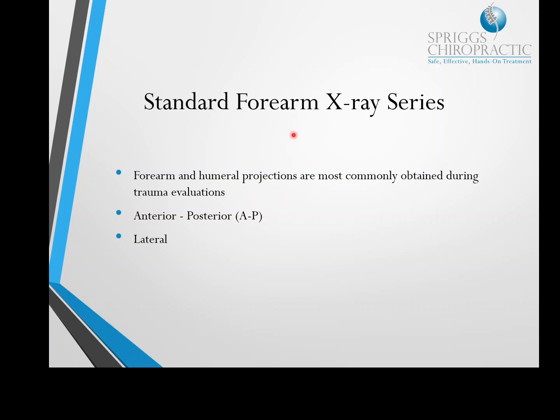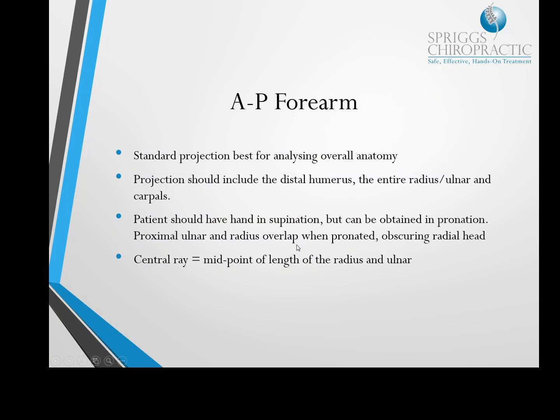So standard series for forearms are taken AP and lateral, which are the most common X-rays to be taken. AP forearm is obviously the standard projection. It's best for analysing the overall anatomy of both the ulna and radius, and you'll also include the elbow and the wrist. In this, the projection should also include the distal humerus, the entire radius and ulna, and also you'll get the carpals in there.